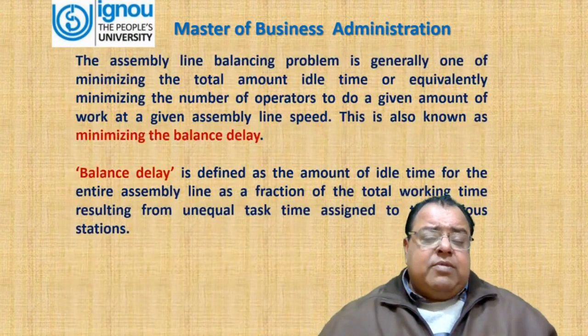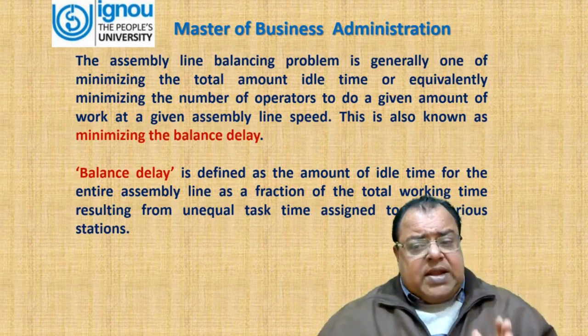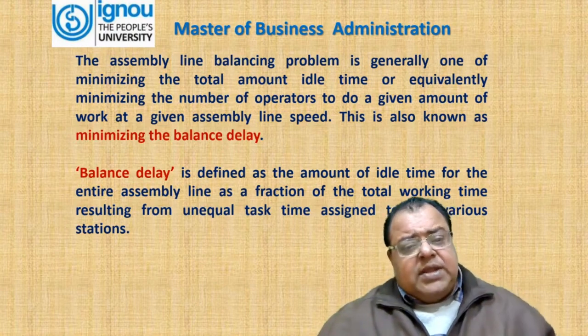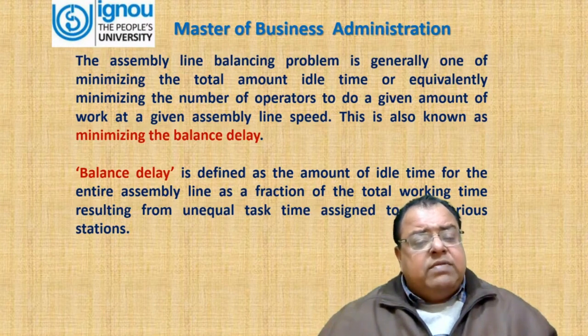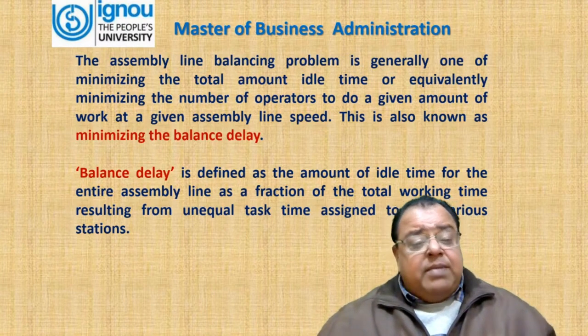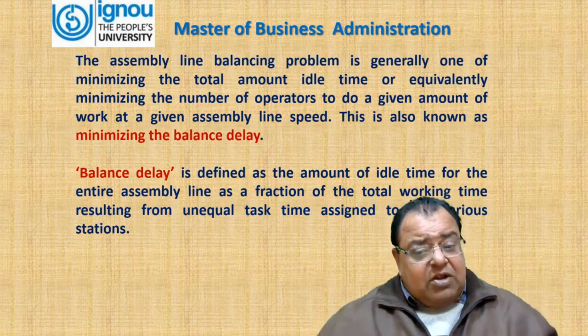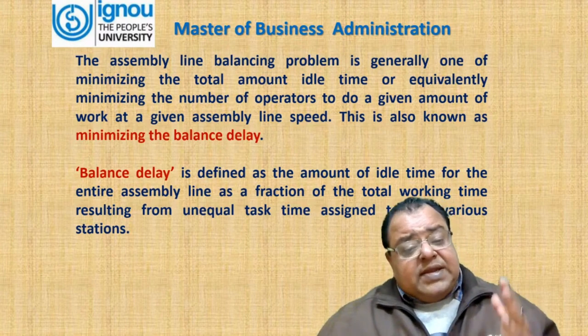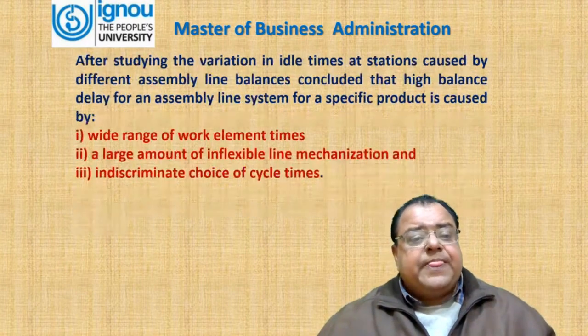The assembly line balancing problem is generally one of minimizing the total amount of idle time, or equivalently minimizing the total number of operators to do a given amount of work at a given assembly line speed. This is also known as minimizing the balance delay. Now what is meant by balance delay? Balance delay is defined as the amount of idle time for the entire assembly line as a fraction of total working time resulting from unequal task time assigned to various stations.